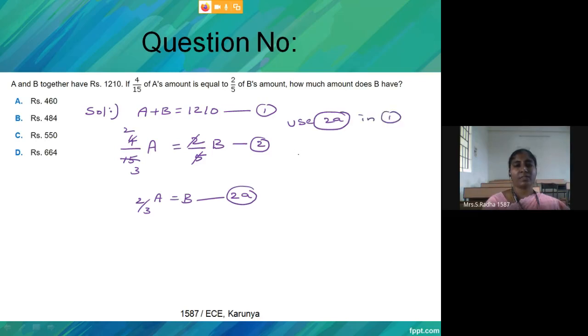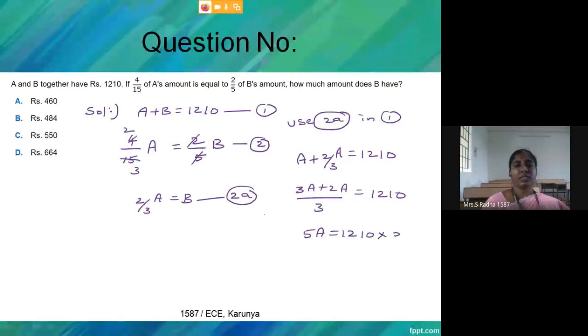So what will happen? Equation 1 will become A plus B replaced as 2 by 3 A, which is equal to 1210 rupees. If you make LCM, this will become 3A plus 2A over 3, LCM is 3, equal to 1210. So 5A equal to 1210 into 3, cancellation with 5. A is having an amount of 726.